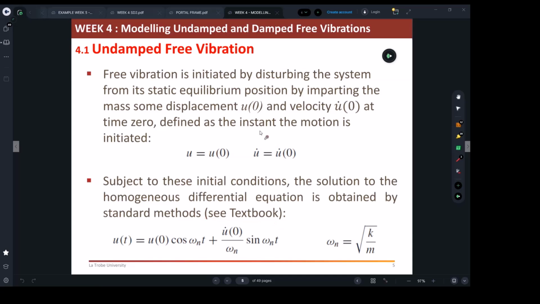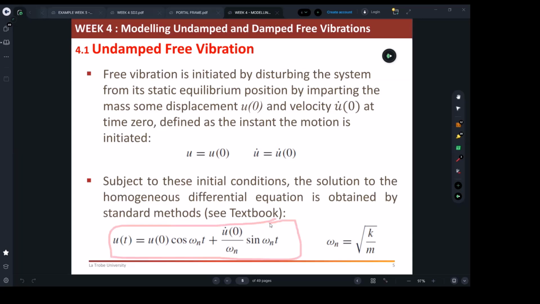I'm saying to solve this second order differential equation, we have to apply some assumptions by giving initial conditions. So one of the initial conditions we're saying, initially when the time is 0, the displacement is u, and the speed or velocity is u dot. And then we're going to go through some analytical math principles to solve that differential equation. And what you're going to end up with, this is the equation.